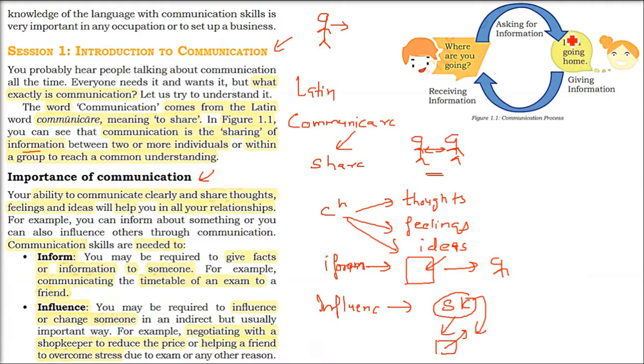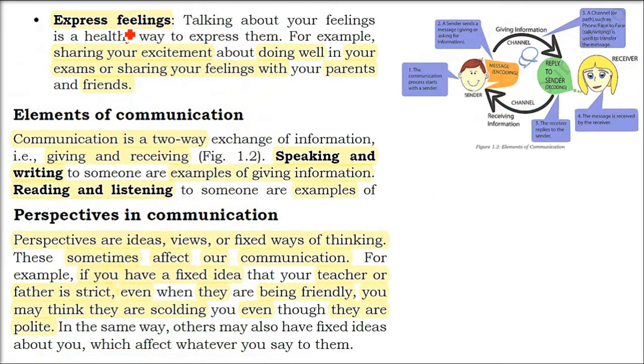But before that, let me show you a picture, because the communication process is all about sending and receiving. You may ask, where are you going? Simple question. The other person may say, I am going home. So you are asking for information, asking a question, and you are getting information. The other person is sending it to you. So you are a sender, she is a receiver. When she is sending, you are a receiver. So this is a communication process.